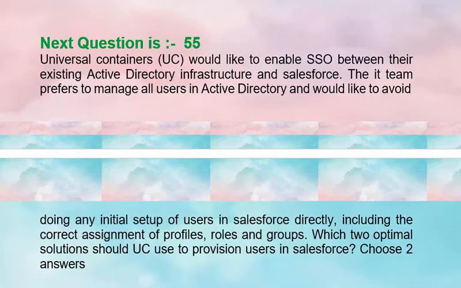Question: Universal Containers (UC) would like to enable SSO between their existing Active Directory infrastructure and Salesforce. The IT team prefers to manage all users in Active Directory and would like to avoid doing any initial setup of users in Salesforce directly, including the correct assignment of profiles, roles, and groups. Which two optimal solutions should UC use to provision users in Salesforce?